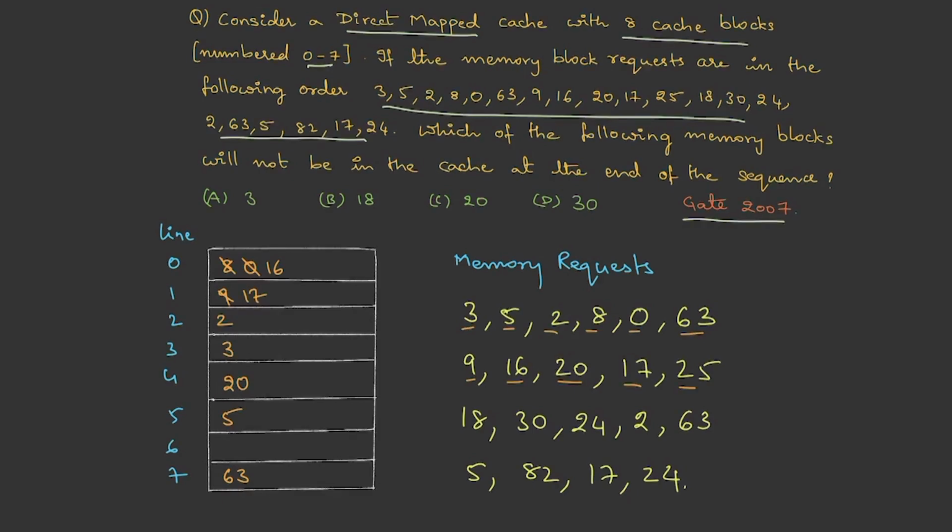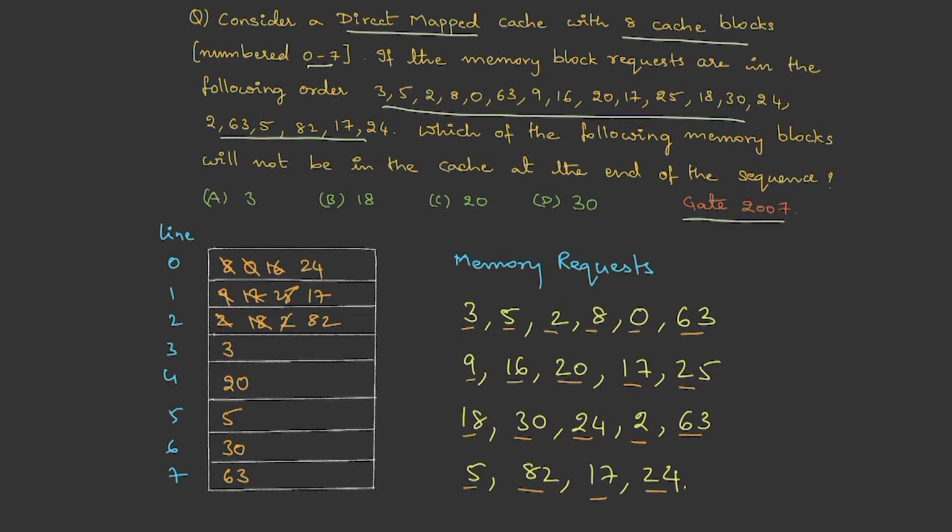Then 25 again line 1. Then 18 to line 2. Then 30 will be in line 6. 24 line 0. Then 2, it was there in line 2, but now it is 18, so again we'll replace it with 2. Then 63 is already there. Then 5 is already there. Then 82 will be over here. Then 17 over here. 24 is already there.